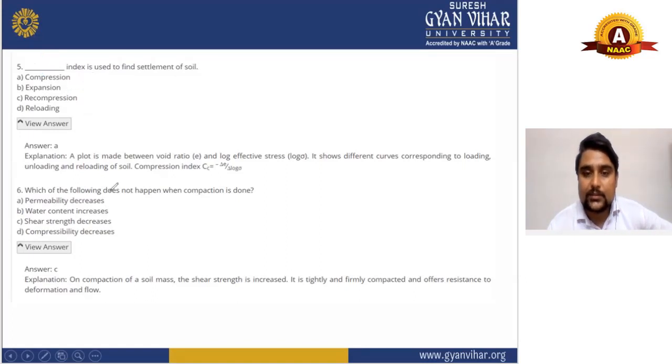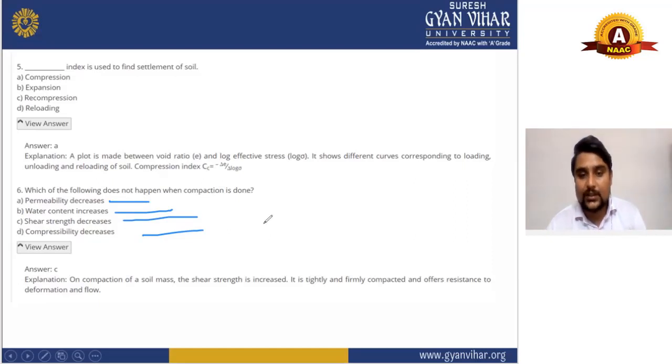Now come to the sixth question. Which of the following does not happen when compaction is done? The options are: permeability decreases, water content increases, shear strength decreases, compressibility decreases. Here the right answer will be shear strength decreases, because when we compact the soil, permeability will decrease.